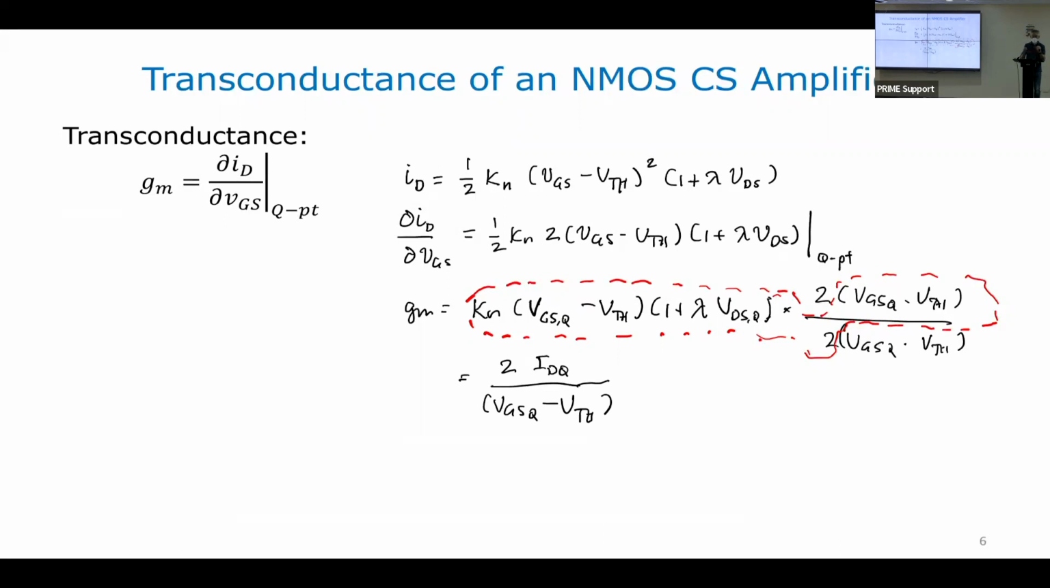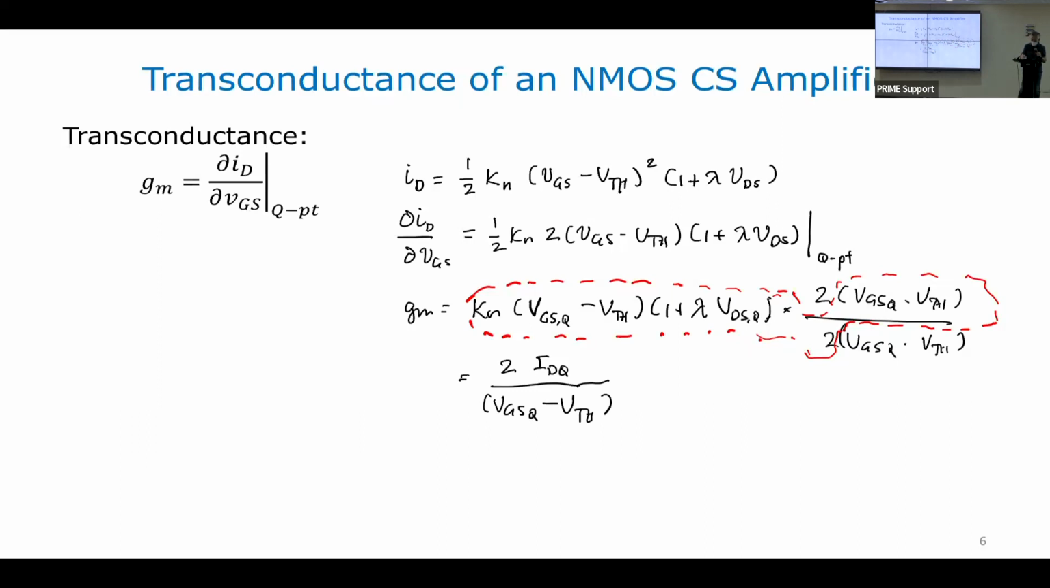Meron pa isang form. Remember, itong form na to, I can use this if I know VGSQ and I know VDSQ. I can get G sub M. Itong form na to, I can use this if I know IDQ and I know VGSQ. Yung isa pang form, if I know IDQ and VDSQ. So any 2 of the 3 quantities. How do I get the other form?